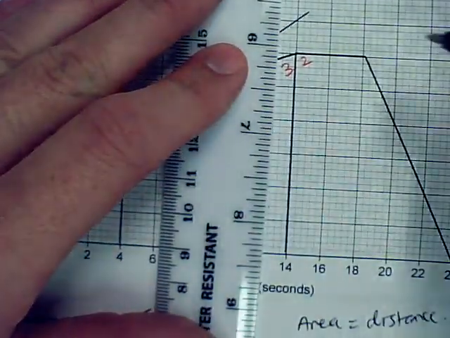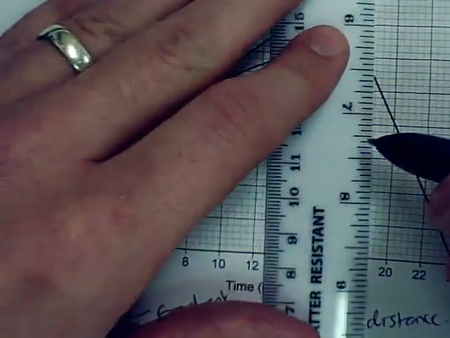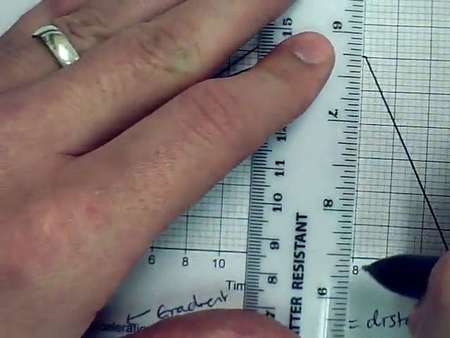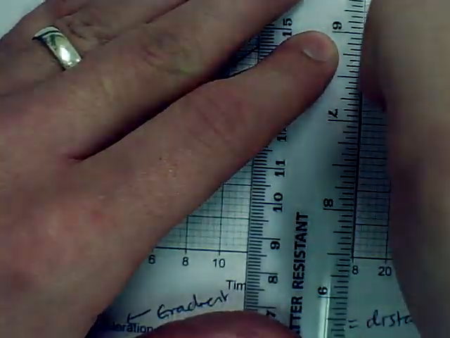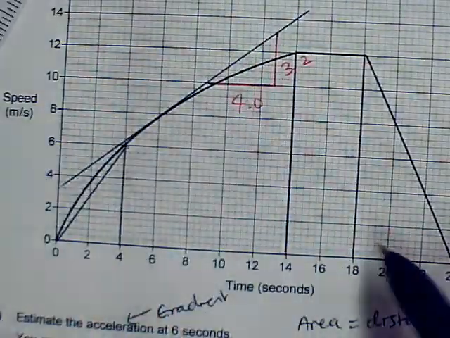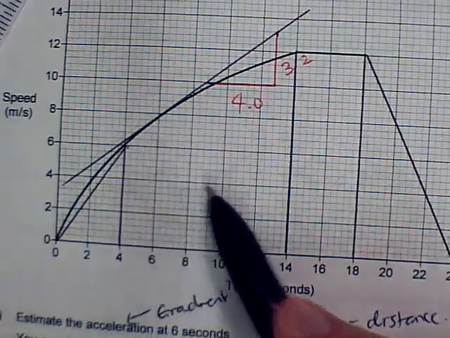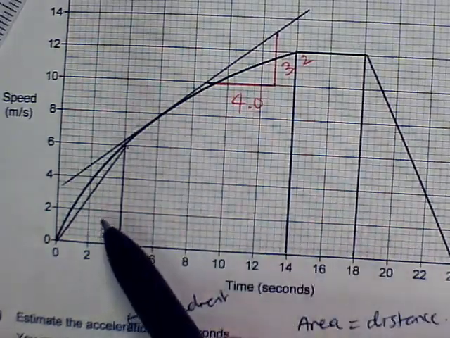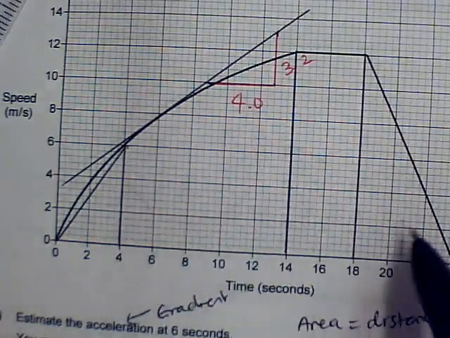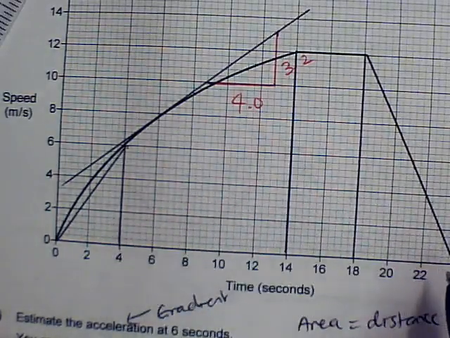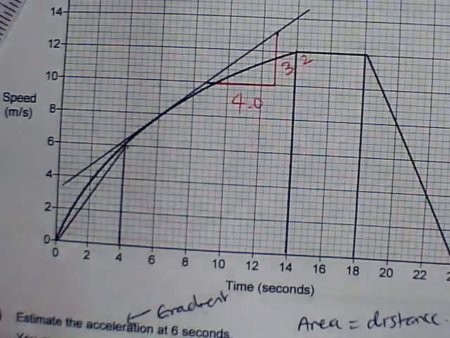Then we've got the next point here. I'm going to draw a rectangle connecting that, and then finally we've got the triangle. So I've split my area into 1, 2, 3, 4 shapes. I'm going to work out the area of each of them, add them all up, and then that'll give me my distance.